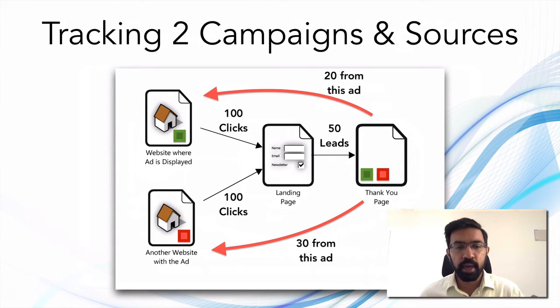Let us look at the second ad, which is marked in red here. So here when 100 clicks come to this landing page, let's say since the quality of traffic is better from this particular campaign or from this particular source, let's say 30 people are converting into a lead from this particular page.